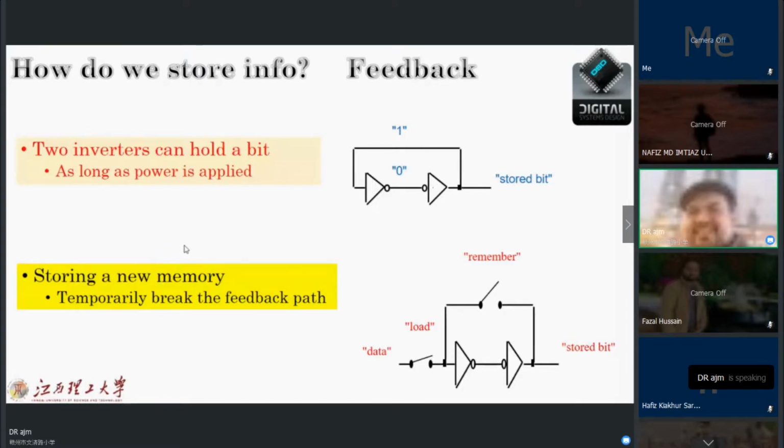To store a new value, we temporarily break the feedback path. If we do that, we can have, in the second figure, a form of memory that is a little closer to the real one. We have one entry here and one feedback here, and we should control them: when the data comes in and when we need to take the remembering part.